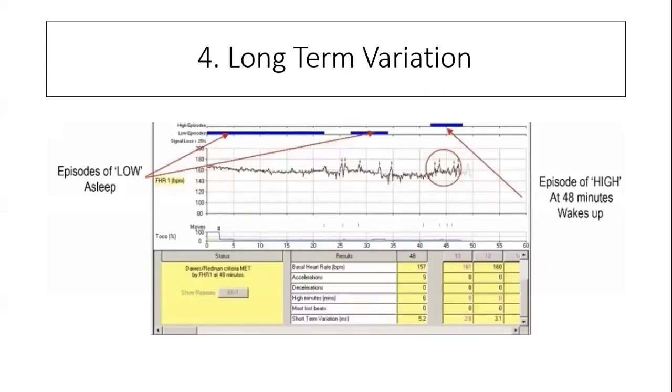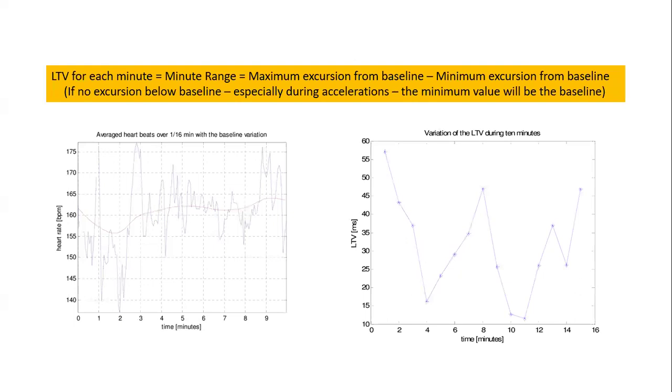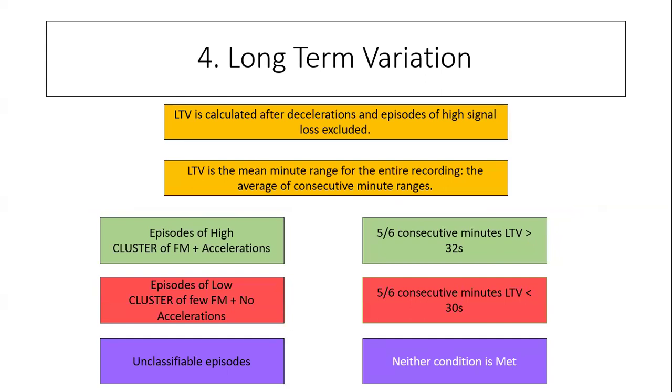So generally, when you are calculating long-term variation, you are looking at these excursions over the entire trace. You are trying to do that over the whole trace because the baby goes through episodes of low and high variation. So how do we calculate the long-term variation? We calculate the maximum excursion from the baseline minus the minimum excursion from the baseline for every minute, which is called the minute range. And then you cumulatively find the mean of all the minute ranges to calculate the long-term variation across the entire trace. So you see that within the long-term variation, there'll be episodes of high variation and there'll be episodes of low variation.